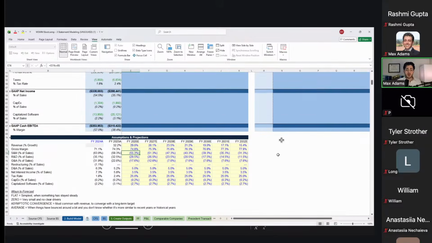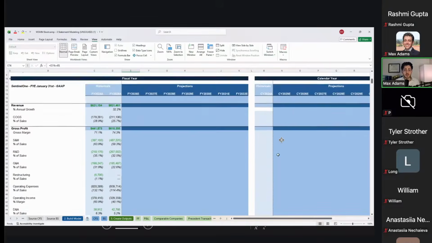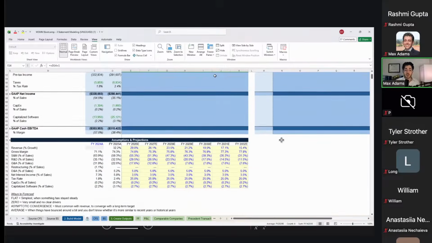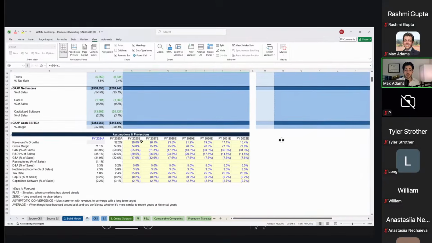Okay, so hopefully everyone's caught up on the assumptions and the historical side of things. Now we're actually going to begin with the core projections piece of the modeling. And this is actually going to go faster than you'd expect because we did the hard work of building the historicals and building the assumptions drivers.